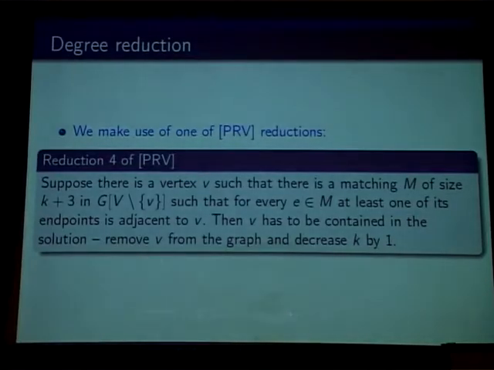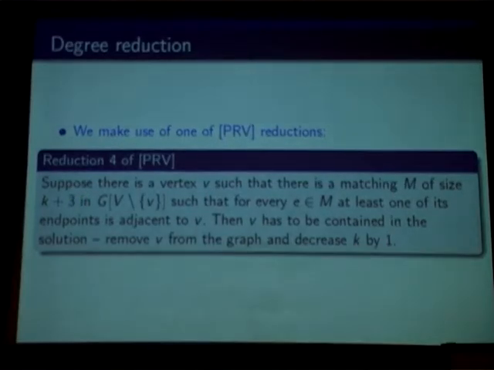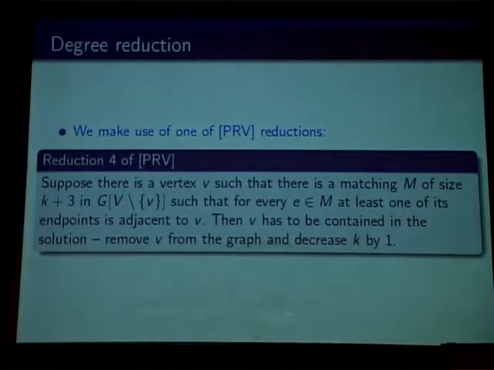Okay, so now we approach the degree reduction, which we think is the most interesting part of the paper. What struck us when we read Philip, Raman and Villangar's paper is that there was a reduction that we thought was really, really strong, but it was used in a very special and narrow case. Namely, suppose that we have a vertex v, such that in the rest of the graph we have a matching of size k plus 3, such that each edge from this matching has at least one endpoint adjacent to v. Then v has to be contained in the solution, so we remove it and decrease the parameter by 1. Why is it so?